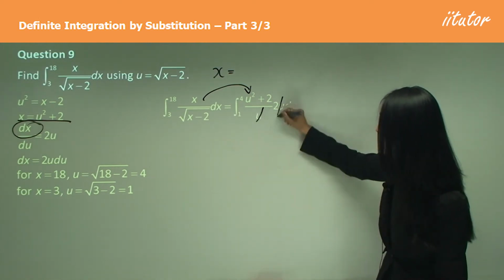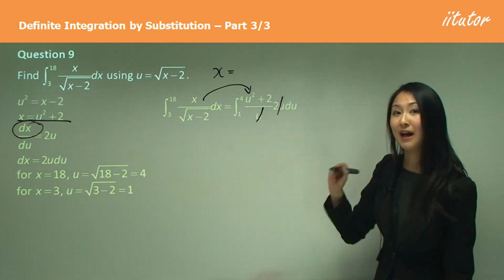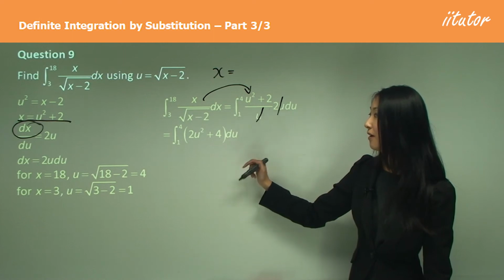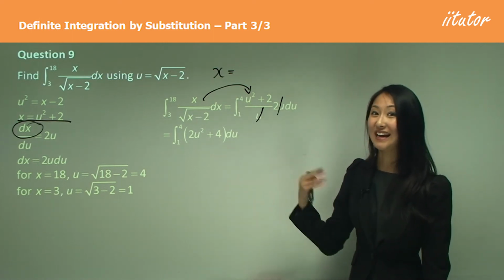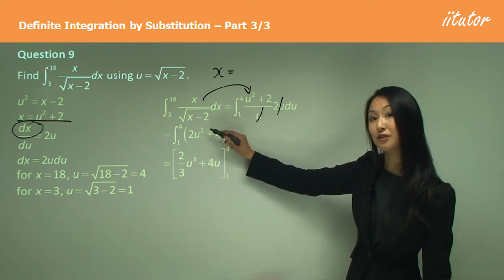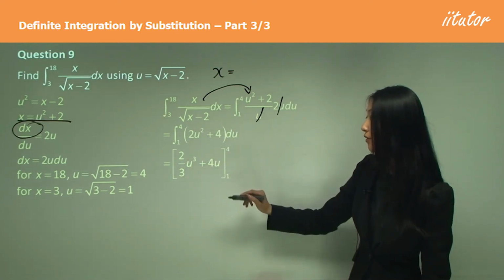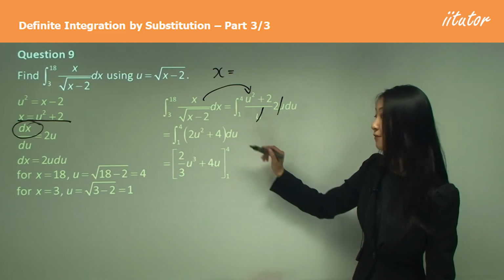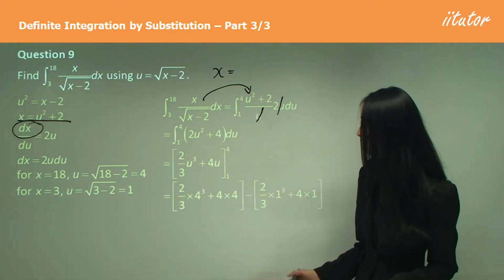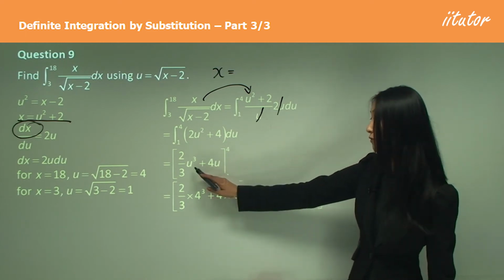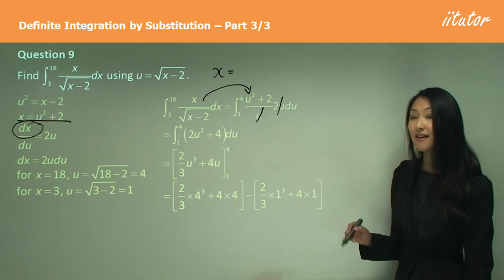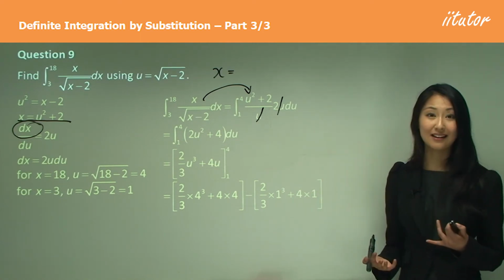That cancels, multiply them together, I get 2u squared plus 4. And that, by the looks of things, is very easy to integrate. Add 1 to the 2, so u to the power of 3, 2 on 3, and this will just be 4u. And now you just need to put in your limits. So substitute 4 in there, and 1 into here and there, and you can just put that into your calculator.